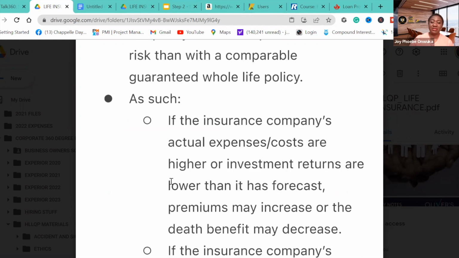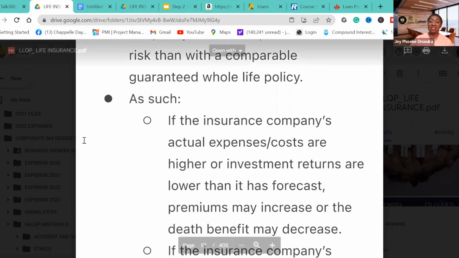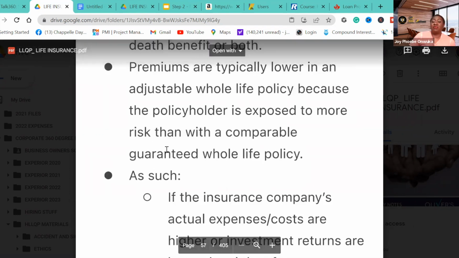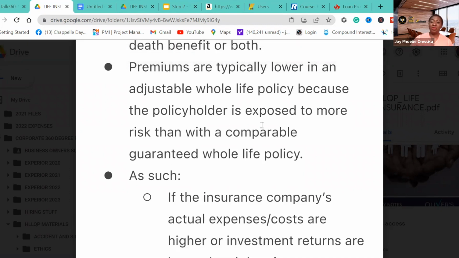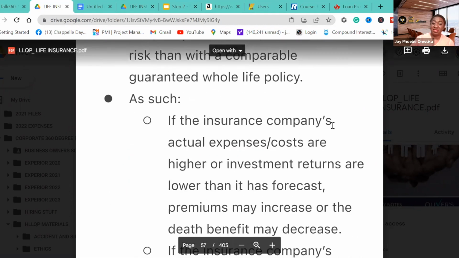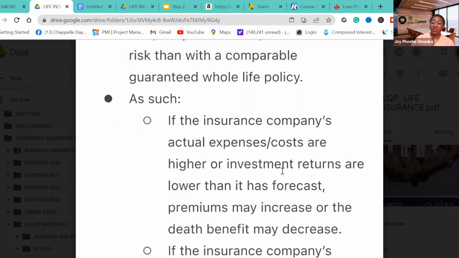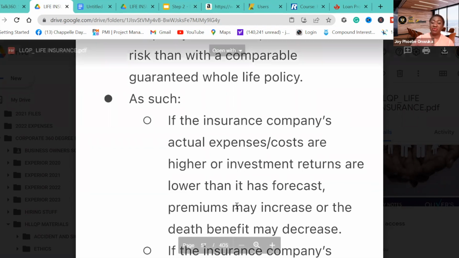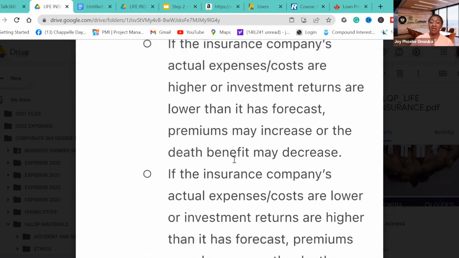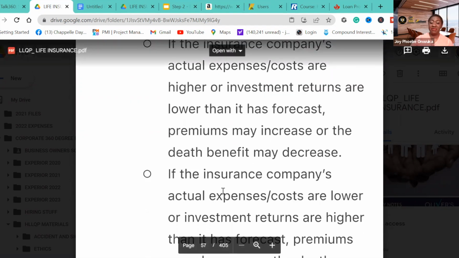Okay, awesome. Moving on. This is coming from the last statement, where we learned that the policyholder is exposed to the risk compared with guaranteed policies. So in adjustable, you as a policyholder are the one exposed to the risk. So if the insurance company's actual expenses or costs are higher or investment returns are lower than it has forecasted, premiums may increase or the death benefit may decrease.